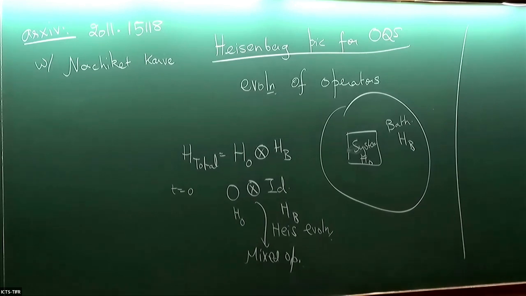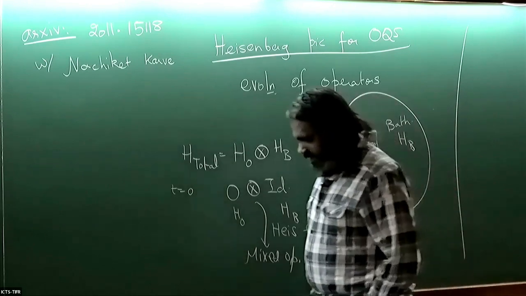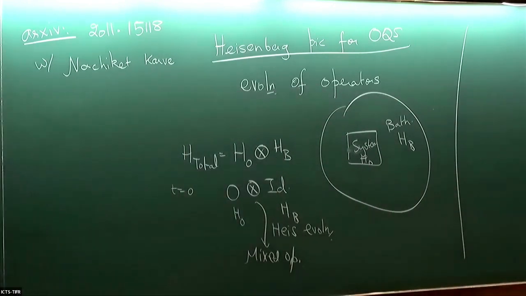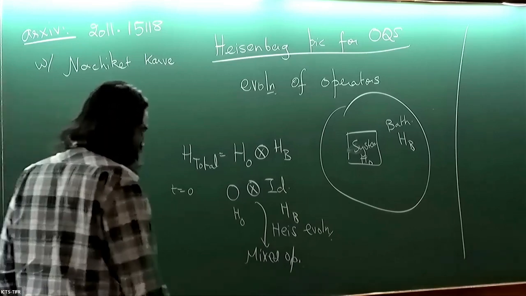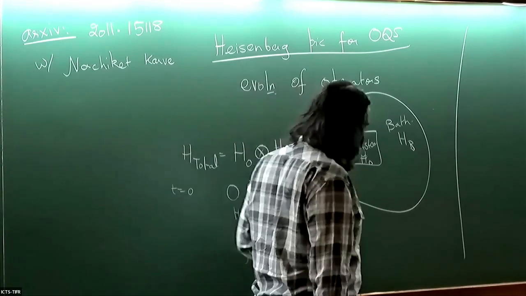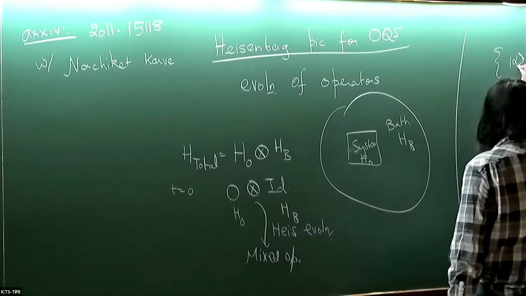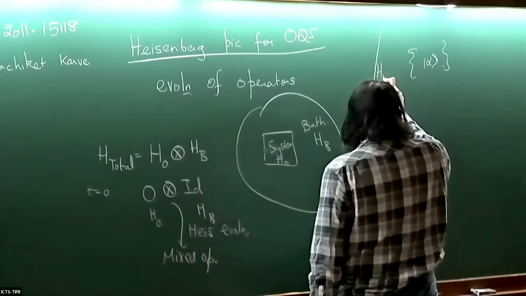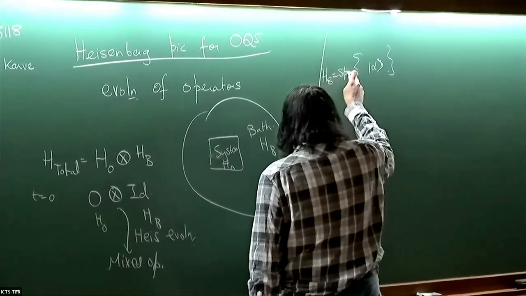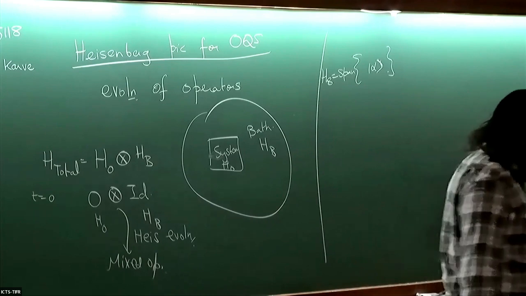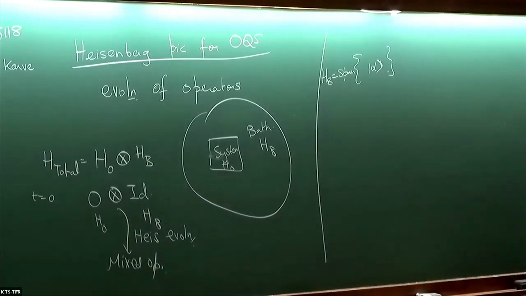So one way to think about the Heisenberg picture is to not ask for a single operator, but to ask for a multiplicity of operators. Let's say I have a basis, which I'll call alpha. Let's say H_B is spanned by some basis vectors which I'll denote by Greek letters: alpha, beta, and so on.